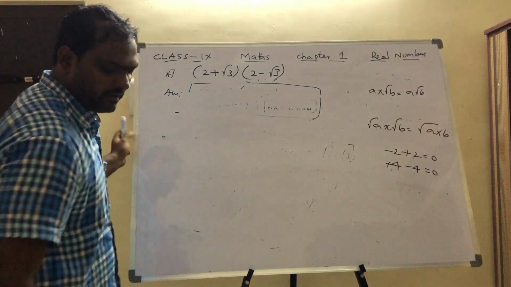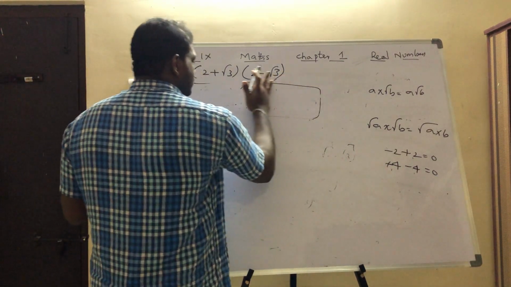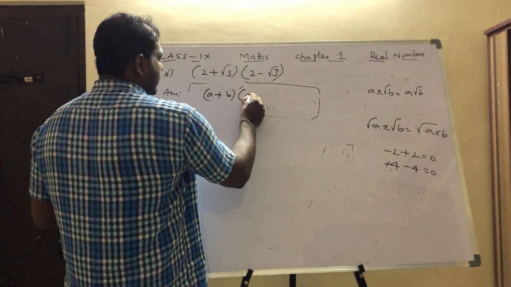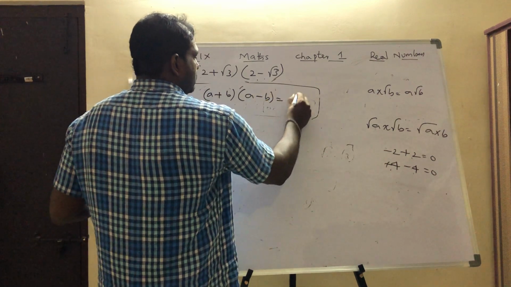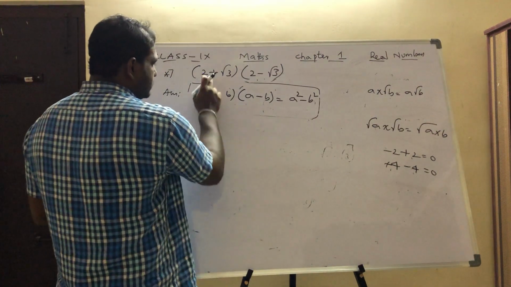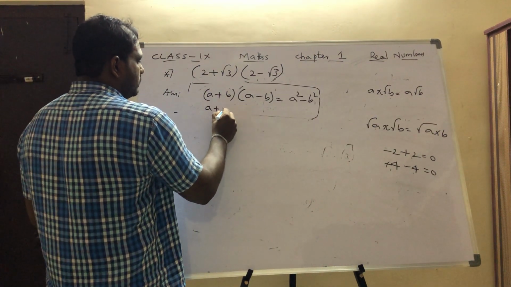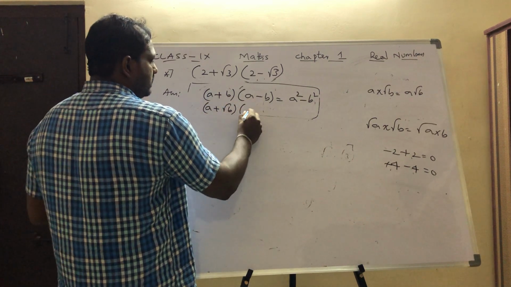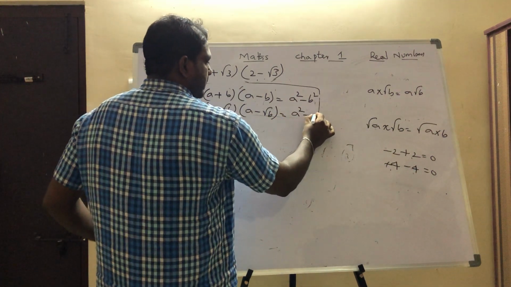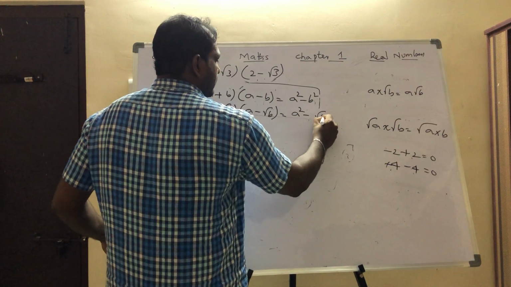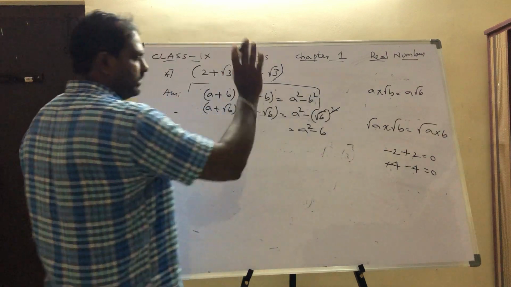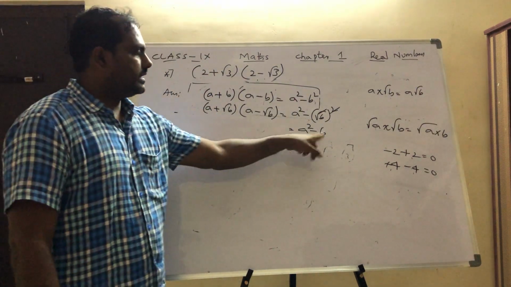A plus b into a minus b formula. Now the formula is very simple. A plus b into a minus b is equal to a square minus b square. This is the formula. Now if you apply this, what will you get? A plus root b into a minus root b. What happens? A square minus square root of b whole square. These two get cancelled. I will get a square minus b. This is the formula. A square minus b is the answer.